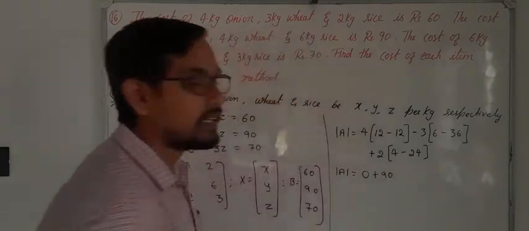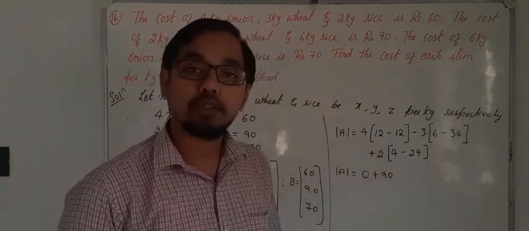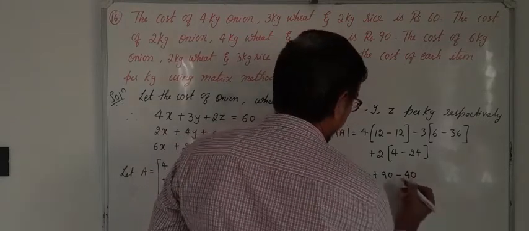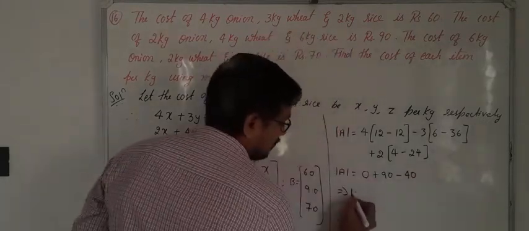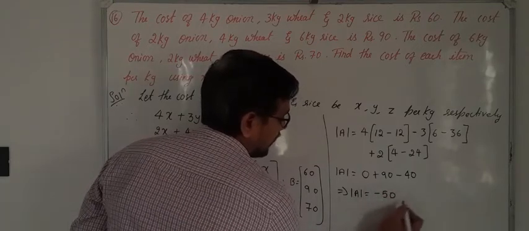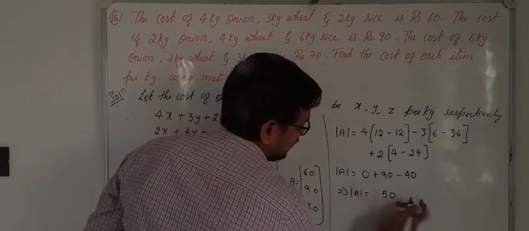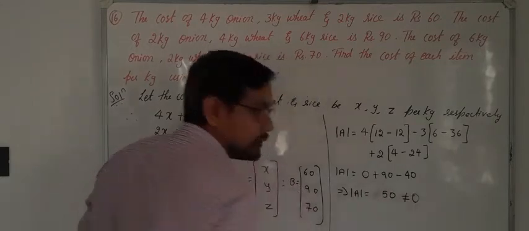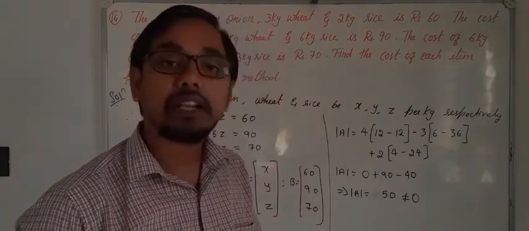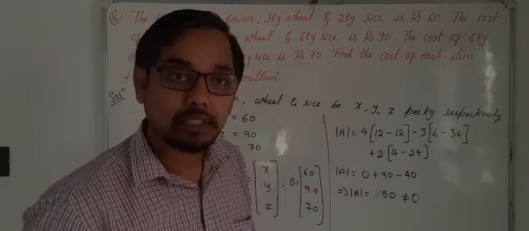Right? So plus 90. 4 minus 24 is minus 20. Minus 20 into plus 2 is minus 40. Right? So determinant A value will be equal to plus 50 and is not equal to 0. As the value of determinant is not equal to 0, therefore we get a non-singular matrix and it comes under case 1.